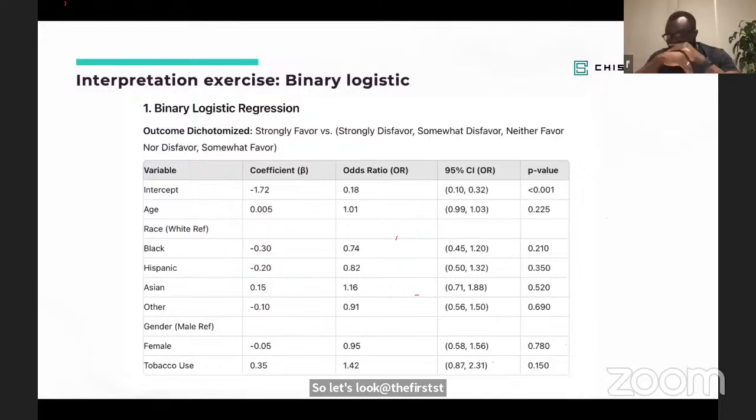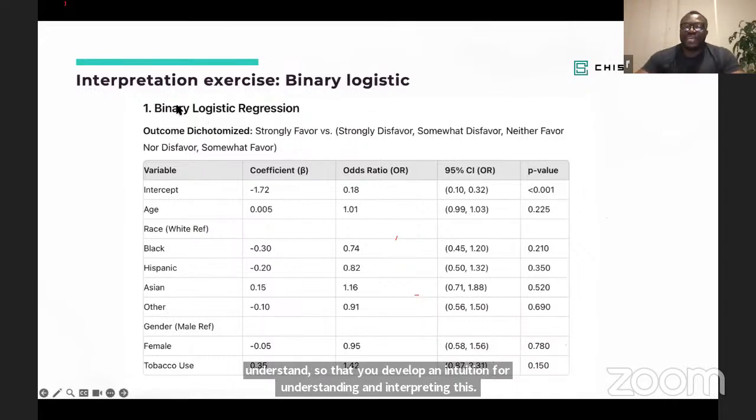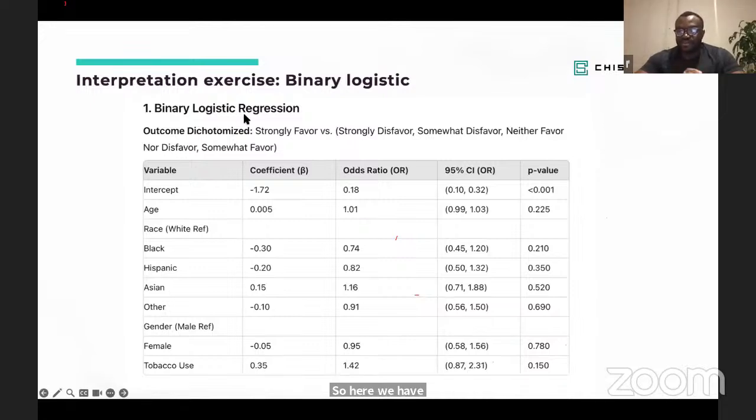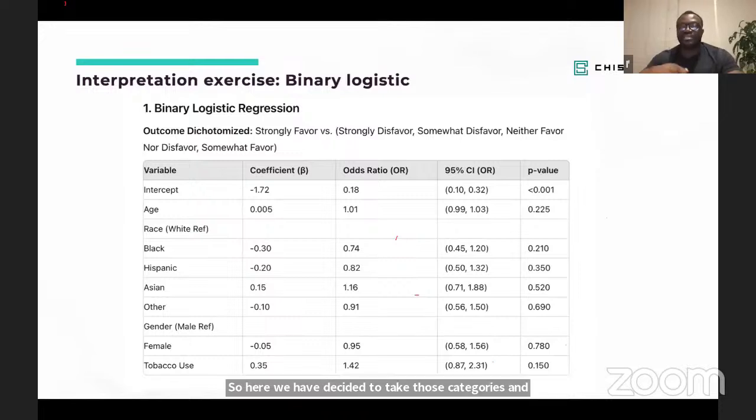Binary logistic regression. So our goal is to explain everything on this table and understand it so that you develop an intuition for interpreting these things. Here we have decided to take those categories and dichotomize them. Again, dichotomize means to collapse them into two categories. And why are we dichotomizing? Because we want to use a binary logistic regression.